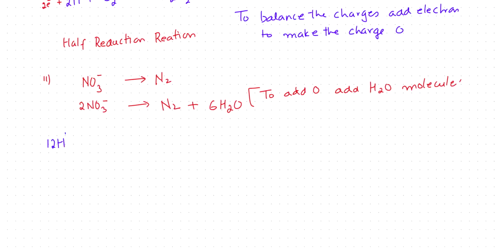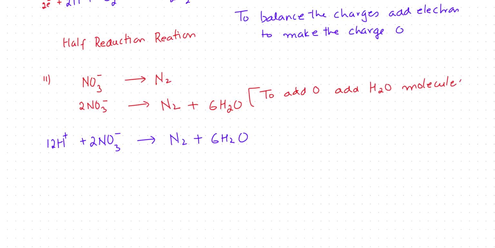Plus 2NO3 negative gives N2 plus 6 water molecules. Now again see, two nitrogen balance, 2 times 3, 6 oxygens balance, 6 times 2, 12 hydrogens balance. So all the atoms are balanced. Last step is to balance the charge.